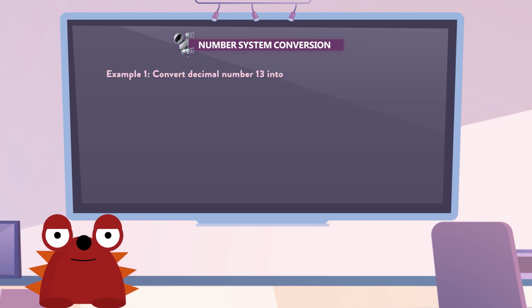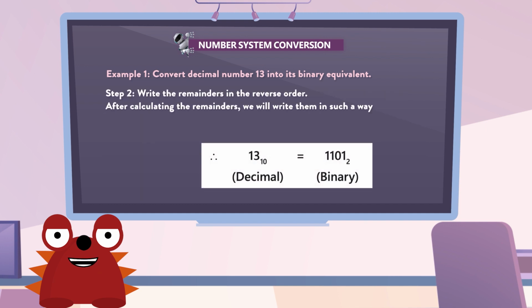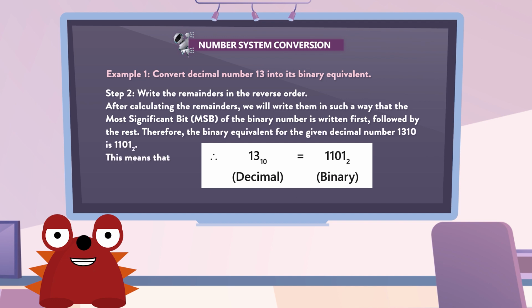Let's look at an example of this conversion where we will convert decimal number 13 into its binary equivalent. Step 1 is to divide the given number 13 repeatedly by 2 until you get 0 as the quotient. Step 2 is to write the remainders in the reverse order. After calculating the remainders, we will write them in such a way that the most significant bit of the binary number is written first, followed by the rest. Therefore, the binary equivalent for the given decimal number 13 in base 10 is 1101 in base 2.